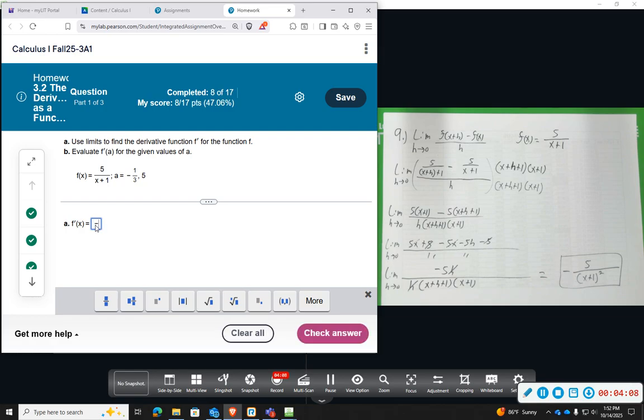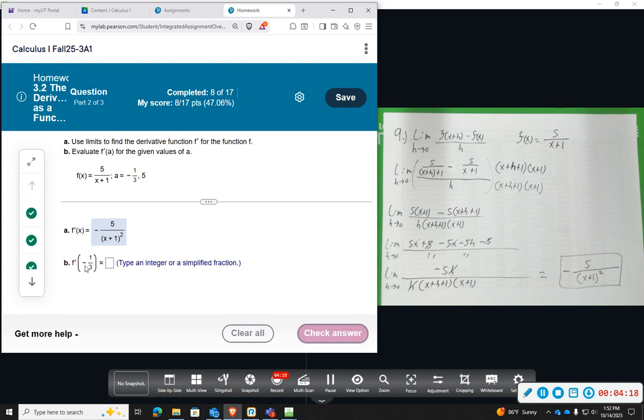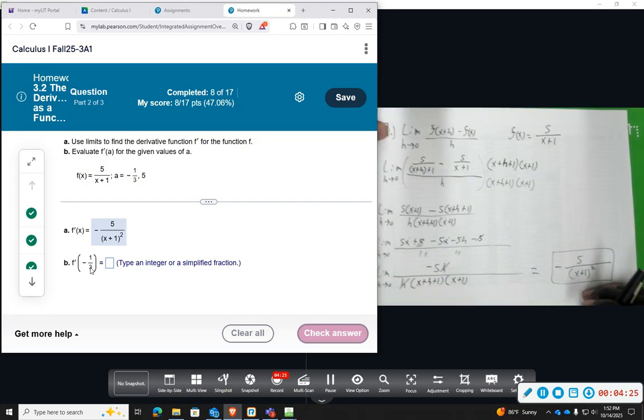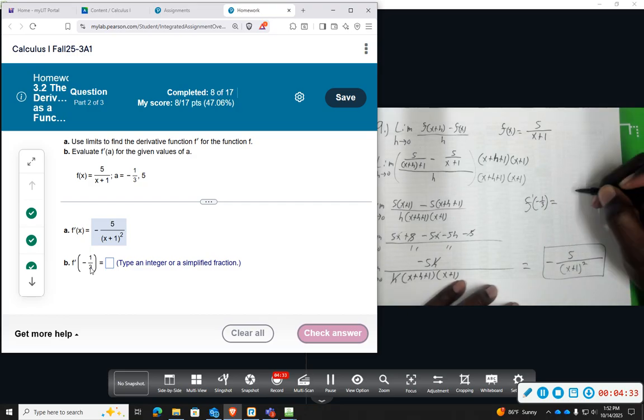Plug in negative 5. And then we want to find the derivative evaluated at negative 1/3. So if we do f prime of negative 1/3, negative 5 over, negative 1/3.